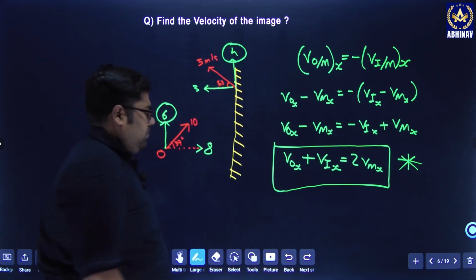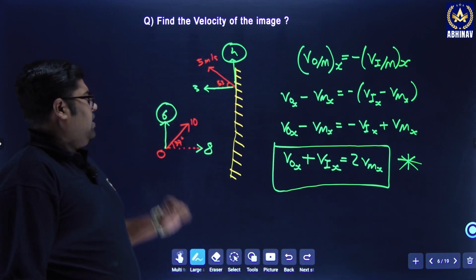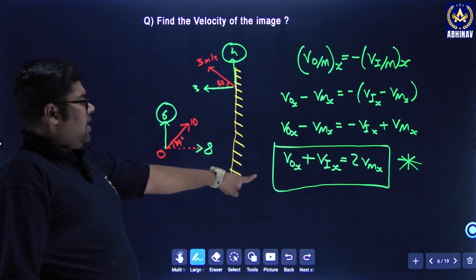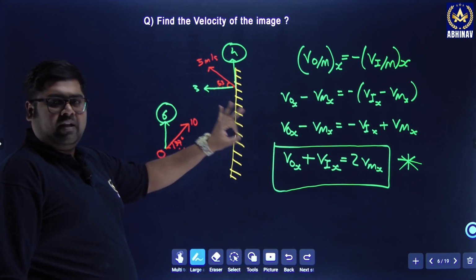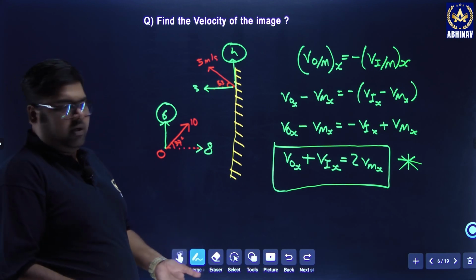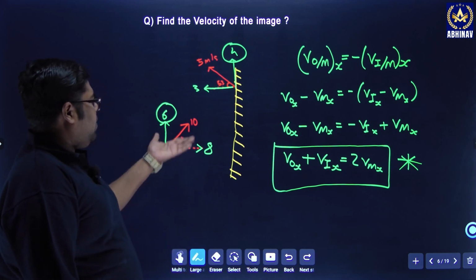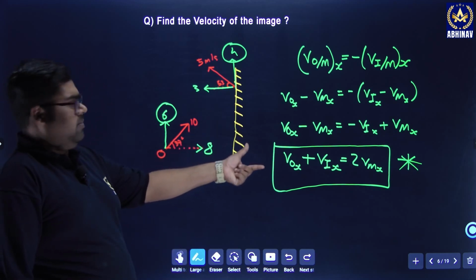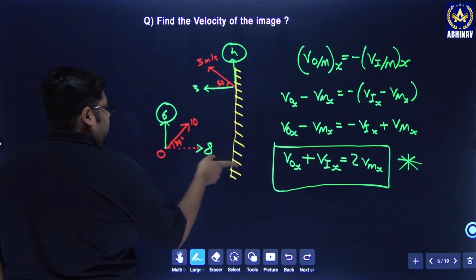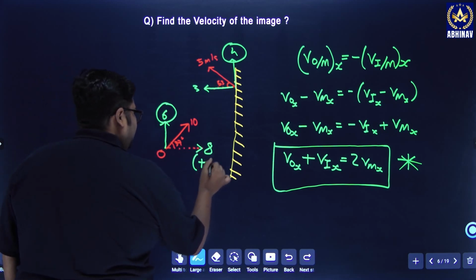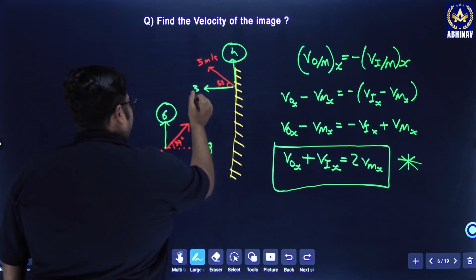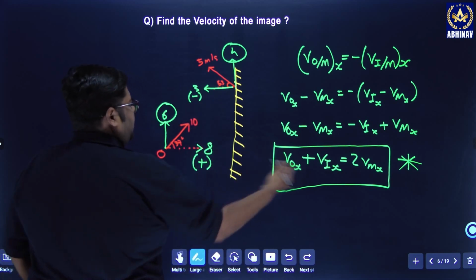You need to note it down. Whenever you are dealing with velocity of the image in terms of plane mirrors only, you can use this shortcut formula each and every single time. Just remember while solving that velocity is a vector quantity. Now let us substitute our values here and find the velocity of the image. Now see here, this 8 meters per second, if we consider this velocity as positive, the velocity of the mirror is in the opposite direction to it, so this 3 should be considered as negative.